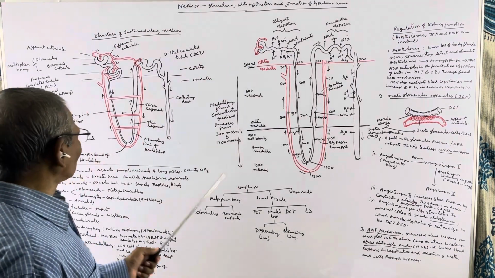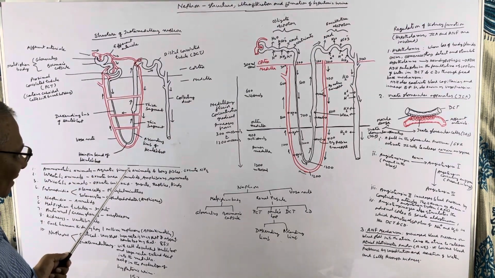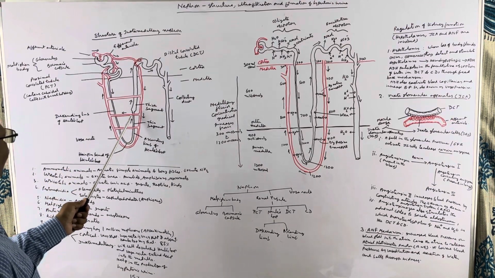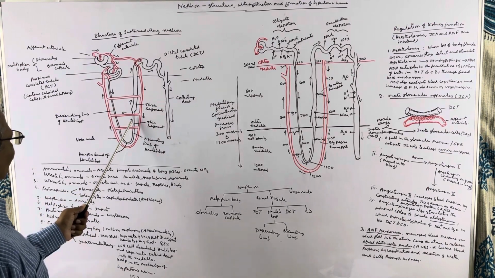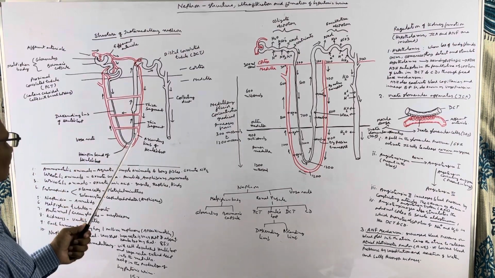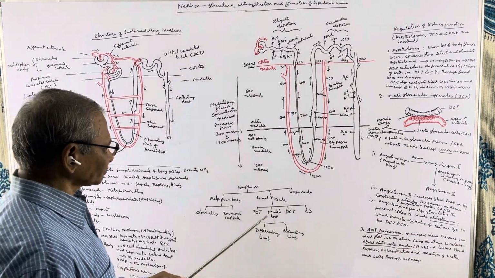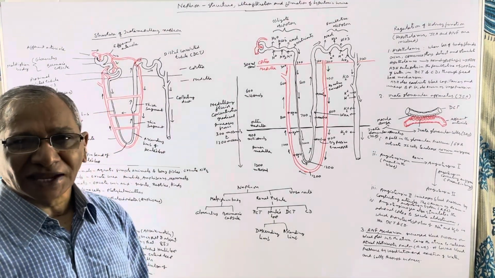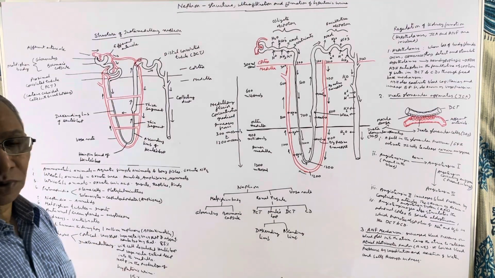Then, the Henle's loop, this one. It is a U-shaped structure and having 2 limbs. This is the descending limb and this is the ascending limb. The ascending limb has again 2 parts. It has a thin segment, lower thin segment and upper thick segment. They got physiological significance, of which I will explain later on. Then there is also vasa recta. Vasa recta is a capillary network present around the Henle's loop.